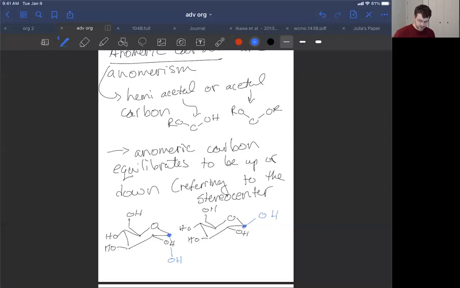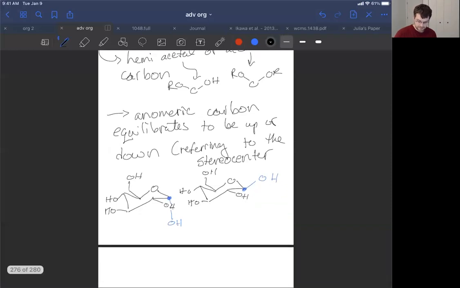Both structures exist. It turns out that because these things can equilibrate, they can interconvert. What happens is we pop open the ring to get the open form, and then we close the ring to get the closed form. But in that opening to closing state, we can actually get to either one of these isomers. They're actually different types of isomers. These are called anomers of each other.